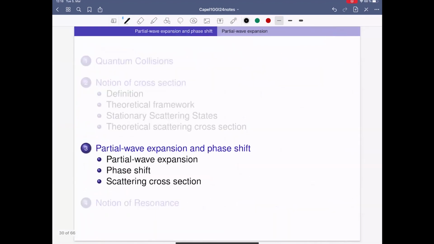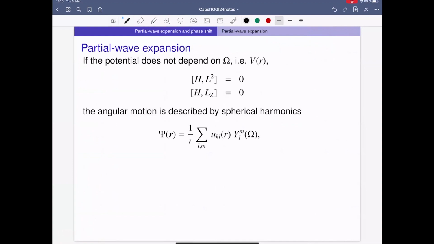The question is, how do we solve the Schrödinger equation? There are different ways to solve it. You can do the Born approximation. I will look here at the partial wave expansion. The partial wave expansion works very well if your potential does not depend on the angle, so if you have a central potential, which is usually the case, depending only on the distance between the two particles. In that case, the Hamiltonian commutes with the orbital angular momentum L squared and its projection Lz, and the eigenstates of L squared and Lz are spherical harmonics. This is something you should have seen in quantum mechanics. And so you can expand the wave function onto these functions.